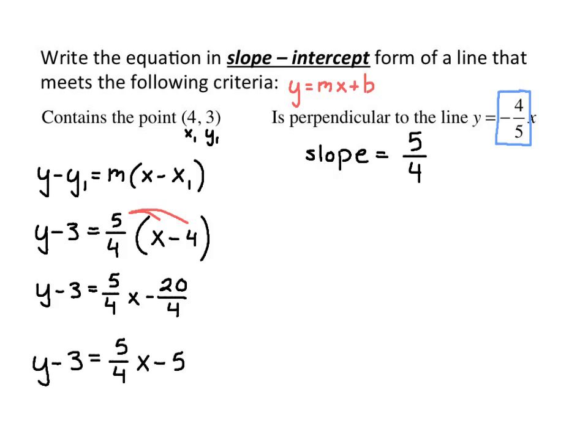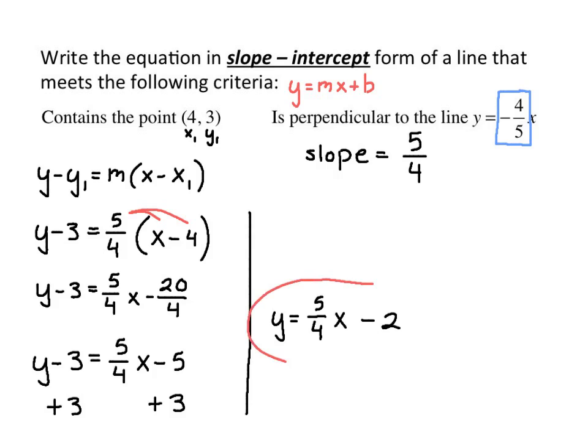Now all we really need to do to finish this problem is add 3 to both sides, so plus 3, and this then gives us our final form of the equation, y equals 5/4 x, and then if I do the -5 plus 3, we find minus 2. We'll finish this off, and since I've solved for y and simplified, this is our simplified form of slope-intercept.